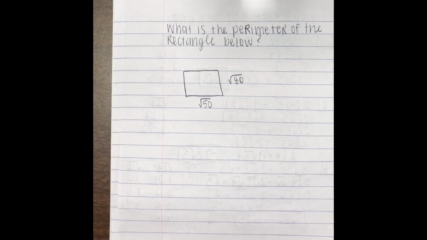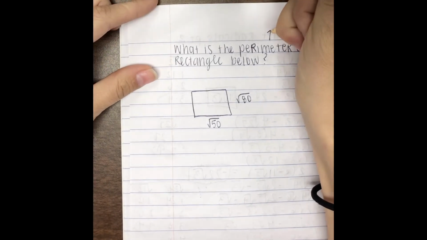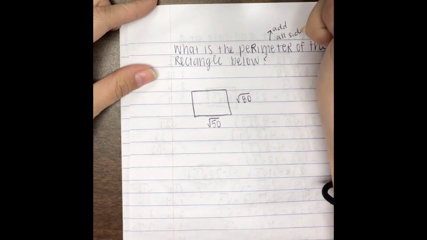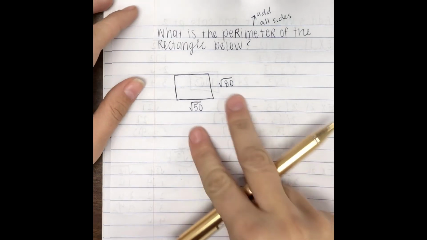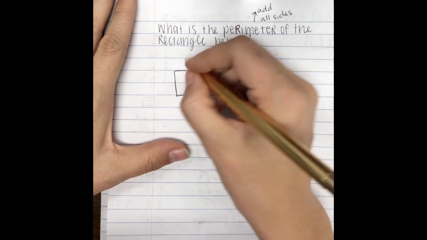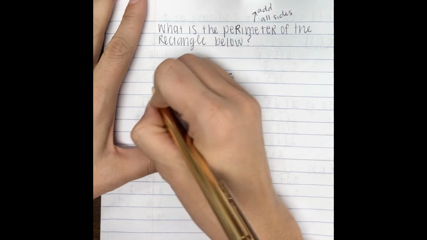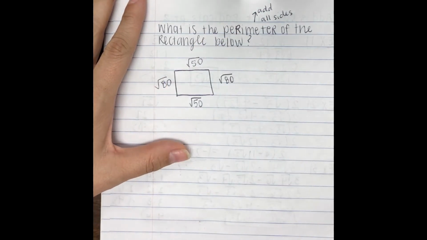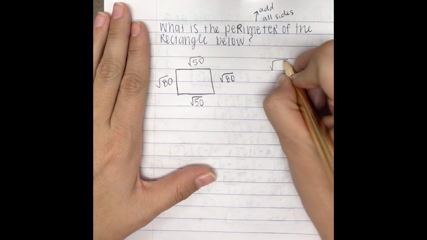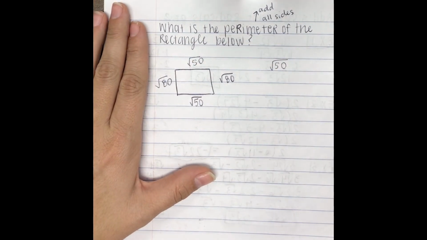Last example, what is the perimeter of the rectangle below? Okay, so if you recall, perimeter means you add all sides. Not just the two sides that are given, since we know it's a rectangle, opposite sides are the same. So you know this side is also square root of 50 and this side is also square root of 80, right? So let's first start with square root of 50 and let's simplify that.